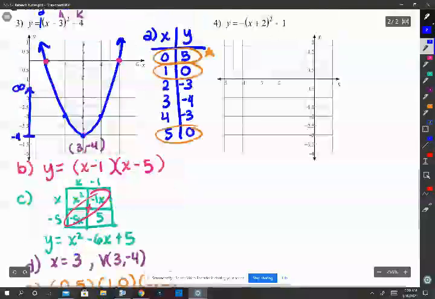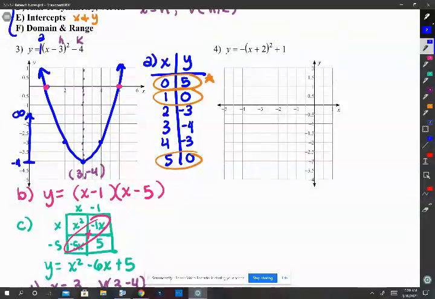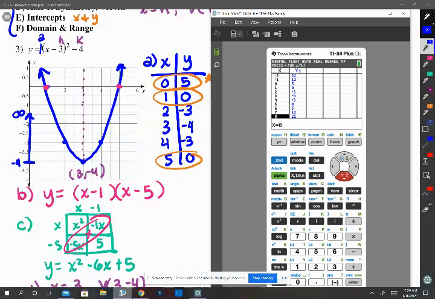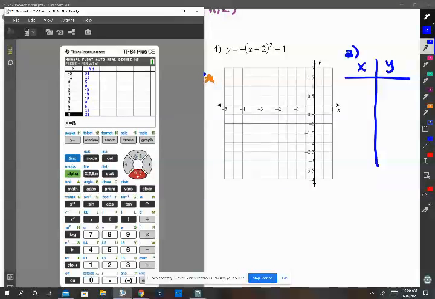As I look at number 4, we're going to do a T-chart. Here's my X and Y. And again, the same idea. First step is get our calculator, and we're going to find our points. So I want everybody to try to do this part on their own, and then we'll come back and make sure we're good.